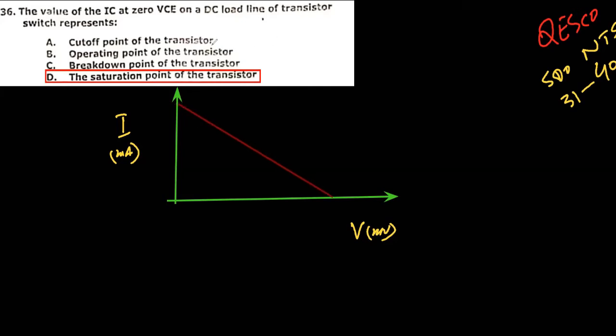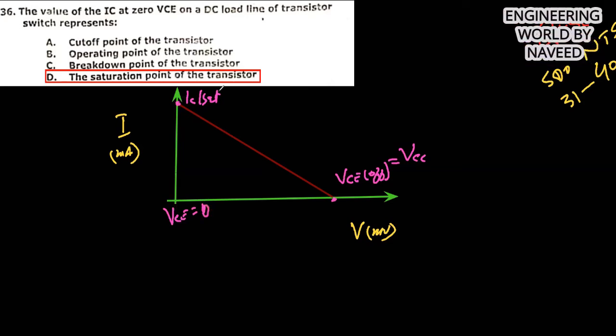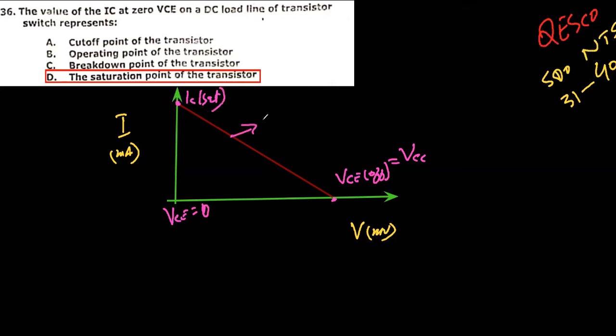So here I will get IC saturated. This point is the IC saturated, and this point is the VCE off, which is equal to VCC. So here your VCE will be equal to 0. The value of the IC at 0 VCE on a DC load line of a transistor represents the saturation point of the transistor. So if your VCE is equal to 0, then it represents the saturation point of the transistor. And this is the DC load line.